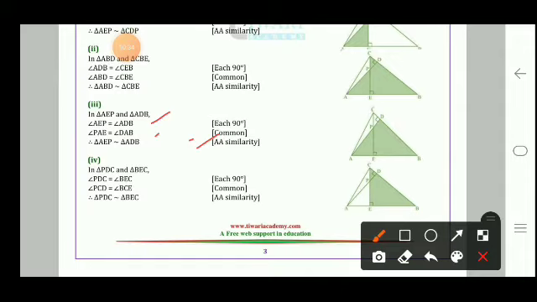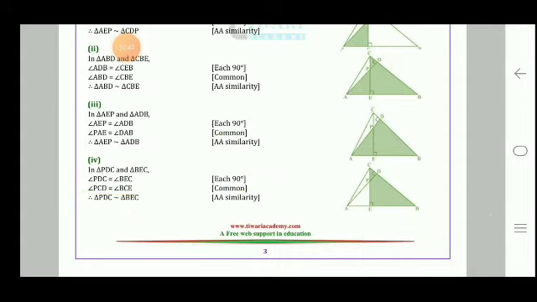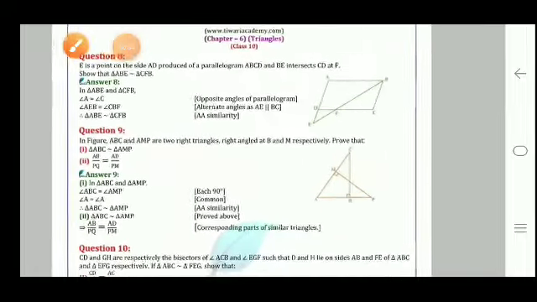Here we can see it is given that angle PDC is equal to angle BEC, 90 degrees each, and angle PCD is equal to angle BCE, common. So again, the triangles are similar by the angle criteria. Now moving towards the next question, question number 8. So what is given in question number 8?